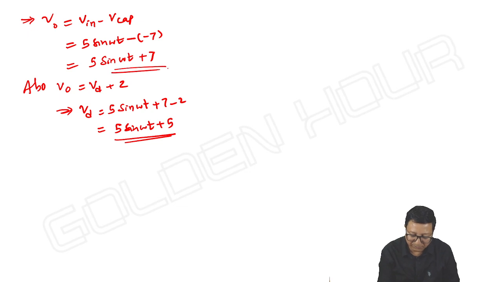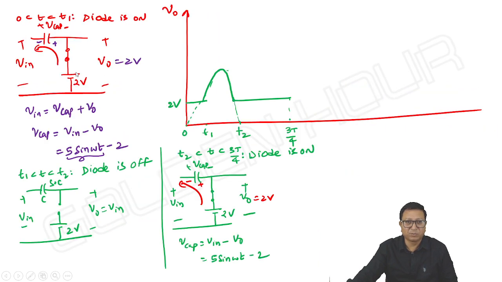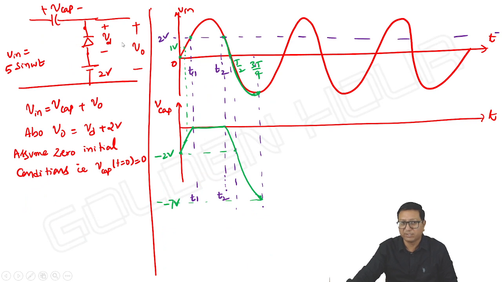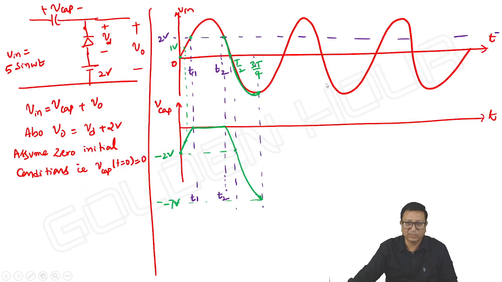And how do we write this waveform? 5 sin omega t plus 7. So how does it appear? In steady state, with respect to 7 volts, the 5 sin omega t signal appears. Is it not so? If you do not have the reference voltage, what output do we expect? 5 sin omega t plus 5. And what you are adding? 2 volts reference is added. That's the idea. That's what I wrote here directly, nothing else.